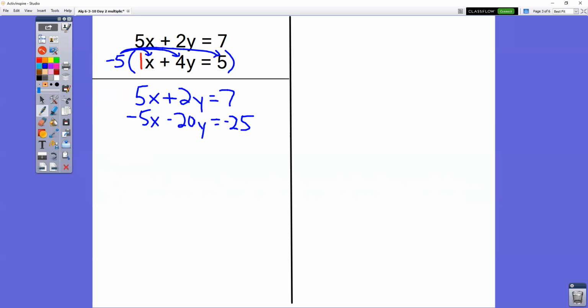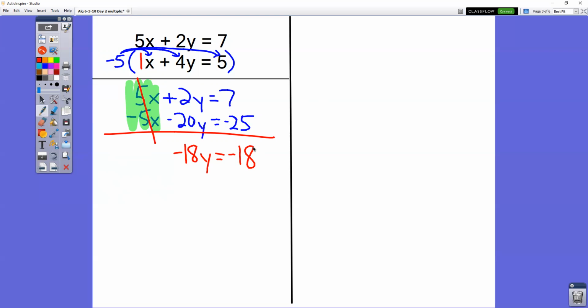Now it's just like yesterday. Notice that I have my opposites right here. So all I need to do as my next step is just add going down. When you add going down, those will cancel out. 5 plus negative 5 is 0, so those just cancel out. 2y plus negative 20y is negative 18y. 7 plus negative 25 is negative 18.